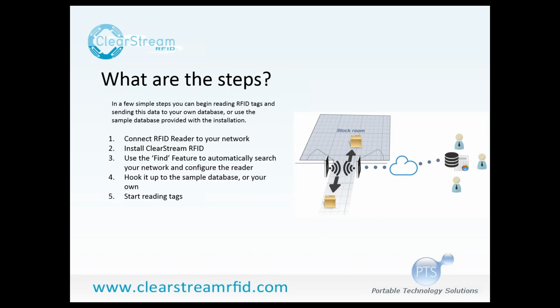Once you have that reader, either through the find or just entering the IP address, you would go ahead and hook it up to the database that you want to start scanning tags and sending tags to. Now, you can use the sample that's provided with Clearstream, or you could hook it up to your own database. If you had something in place, you can send data to that. Finally, you would just save your project and hit the start button, and it'll power up that scanner and start sending tag information to wherever you have that tag information selected.